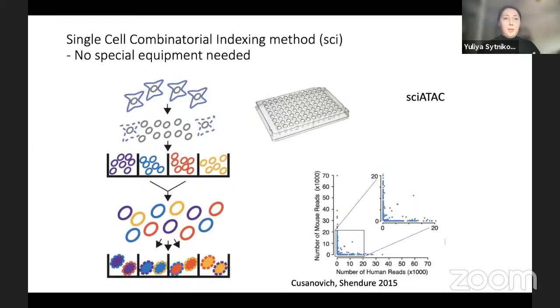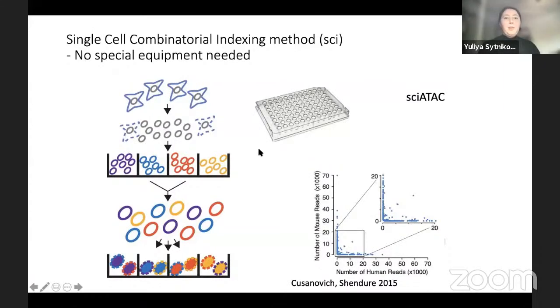There are different other approaches to perform ATAC-seq. One of them, which is promising especially for combining single cell ATAC-seq with other single cell approaches, and actually does not require any special separate equipment like microfluidics, is called SCI, which stands for single cell combinatorial indexing. This approach was developed a lot in Shendure lab and some other labs.